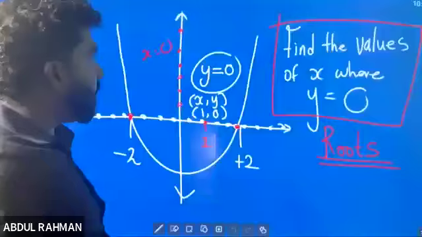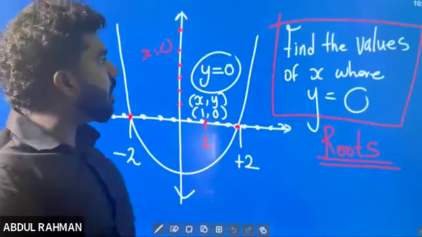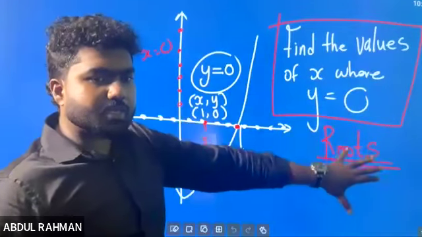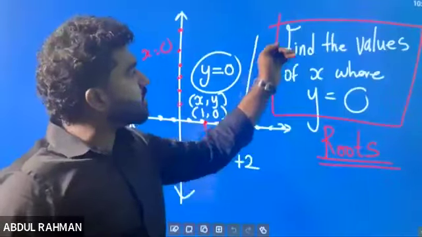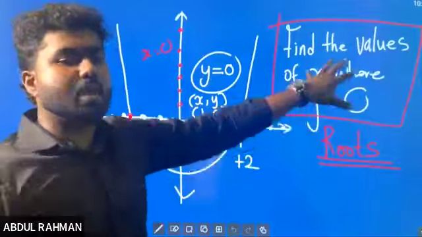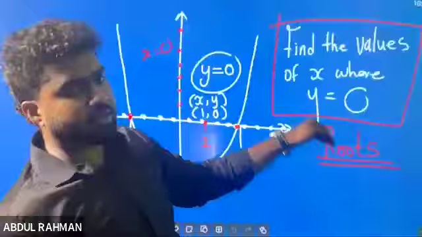You directly write it when the word roots is given, but you will stumble a little bit and panic when it is asked in another way. So what is the other way of asking the root? Find the value of x where y is equal to 0. When they give y equals 0, they are asking about roots.